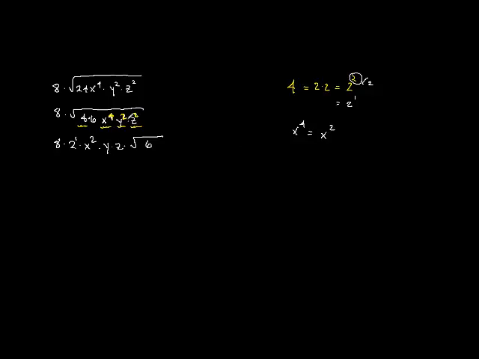Same thing for the y squared and the z squared. When I take it out of the square root, their powers get halved. So half of 2 and half of 2 is 1, and that's why I have y to the power of 1 and z to the power of 1. Now 6, I can't do anything to it, so it stays under the square root.